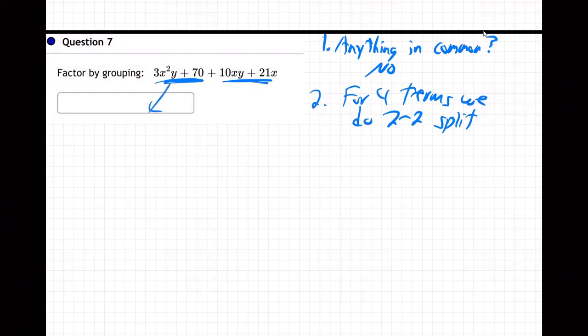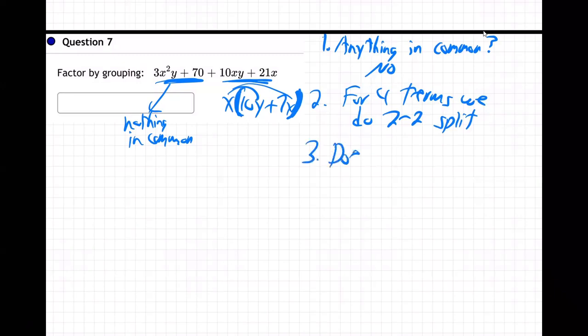If I try to do these first 2, what do they have in common? Nothing in common. I can't do that. The back 2 I could do. I could take an X out, I guess, plus 7X. They both have an X. That would work for the back 2. But for the front 2, it just doesn't work. So you can't do that. So it doesn't work.